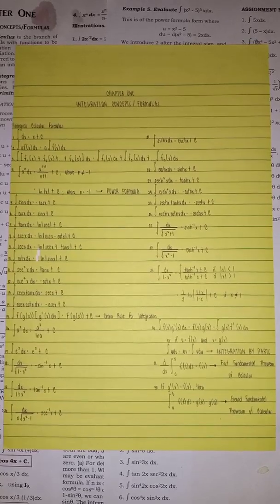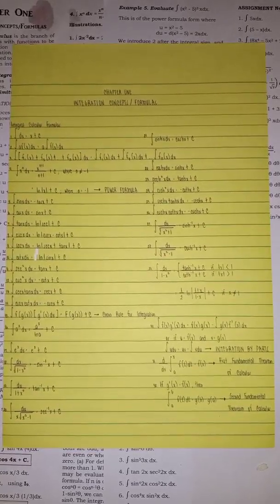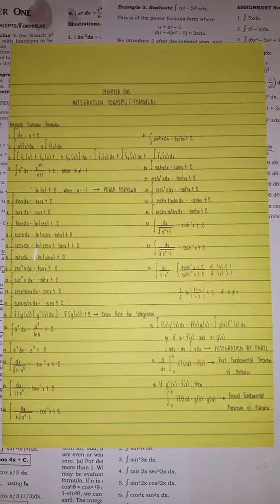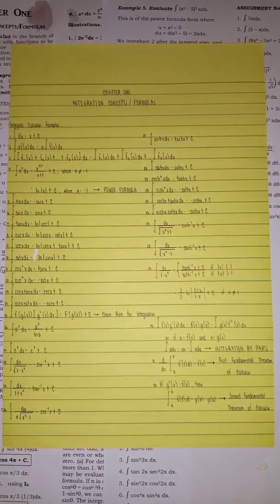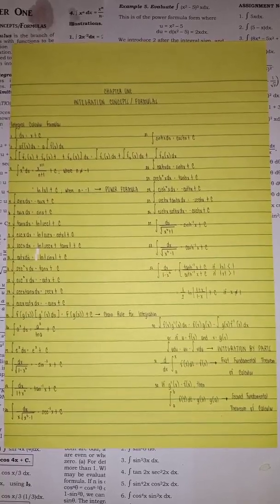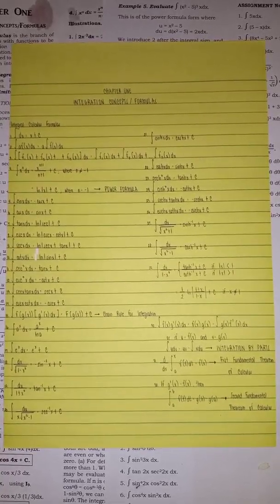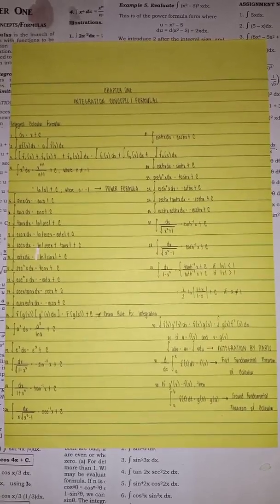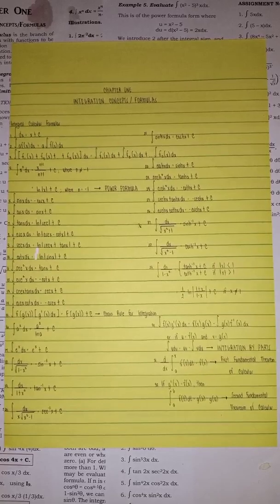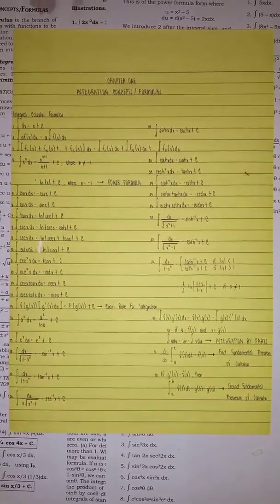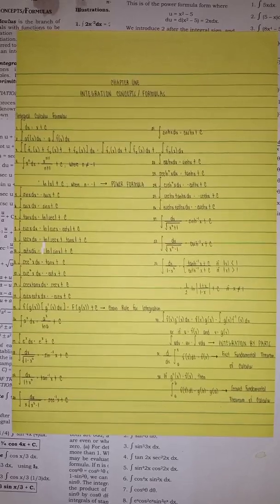Next, we have the integral of c sub 1 f sub 1 of x plus c sub 2 f sub 2 of x plus ... plus c sub n f sub n of x dx is equal to c sub 1 integral of f sub 1 of x dx plus c sub 2 integral of f sub 2 of x dx plus ... plus c sub n integral of f sub n of x dx. I will not further explain this because we will use all of these when we solve integral calculus problems.